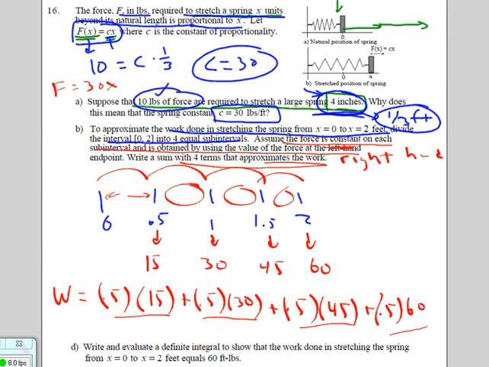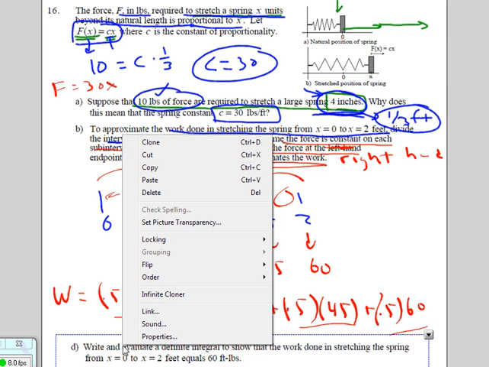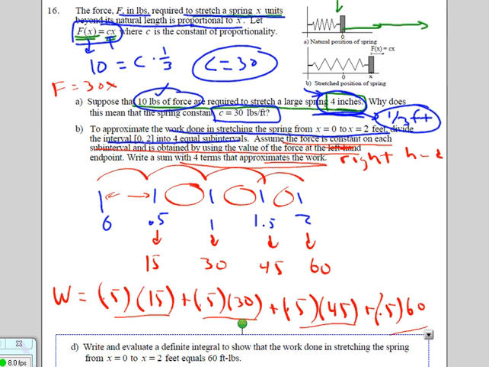However, there's a much better way of doing that. And of course, the better way that I'm talking about is using calculus. Well, I mean, this is calculus ideas. It was the foundation of calculus, the Riemann sums.